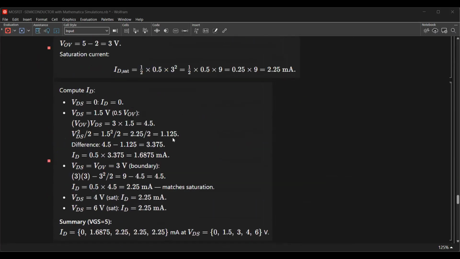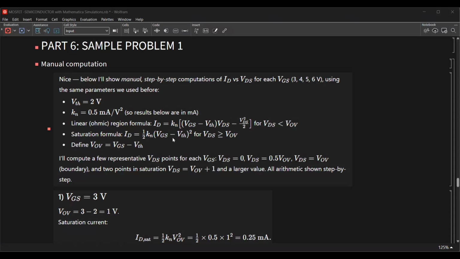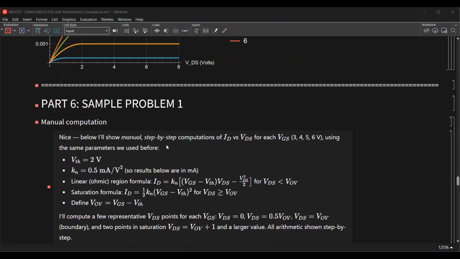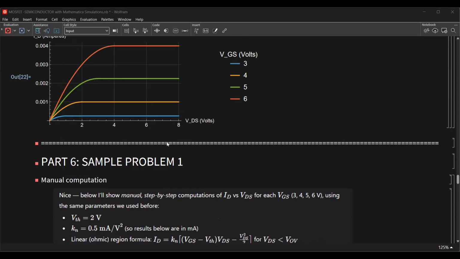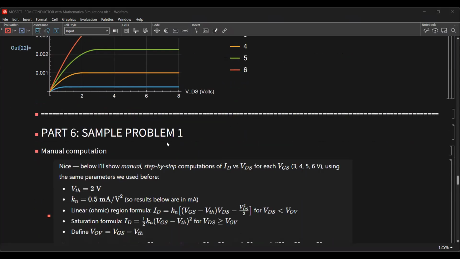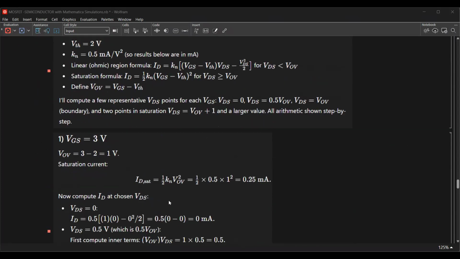So that's how we compute the drain current. We compute the voltage between the drain and source, and the corresponding drain current here. So we have shown that for VGS equal to 3 volts.